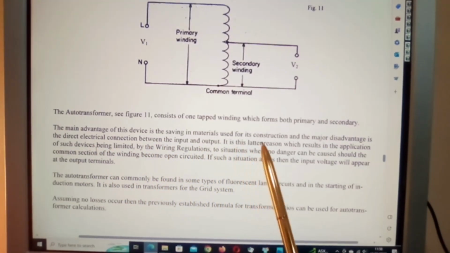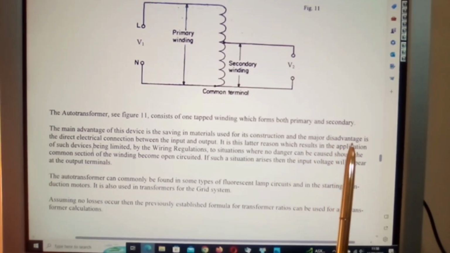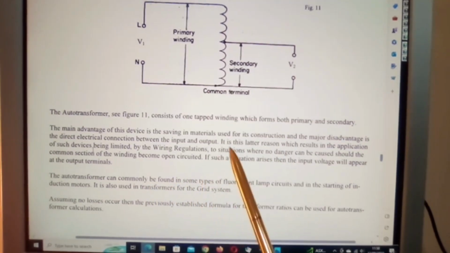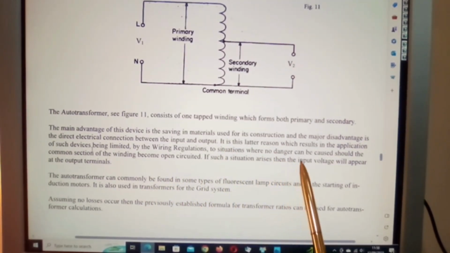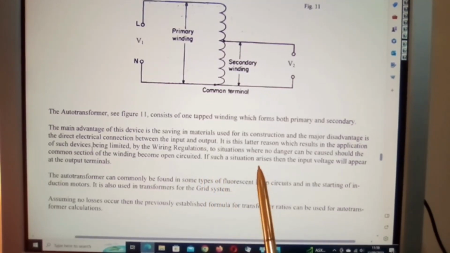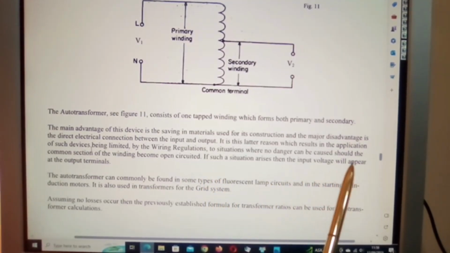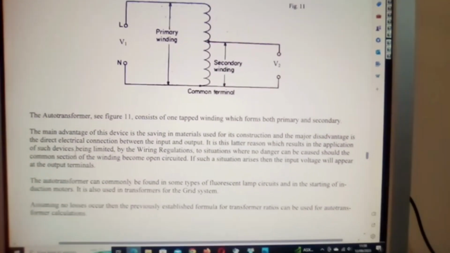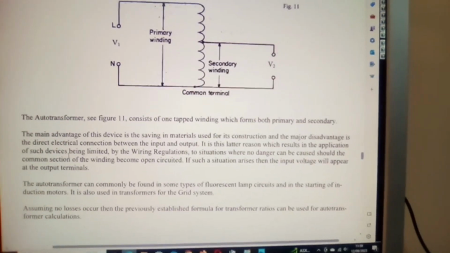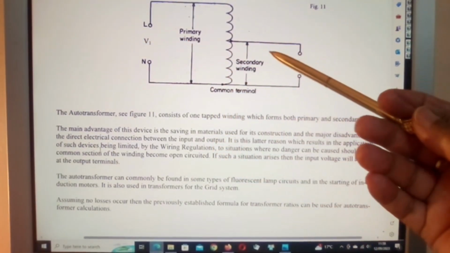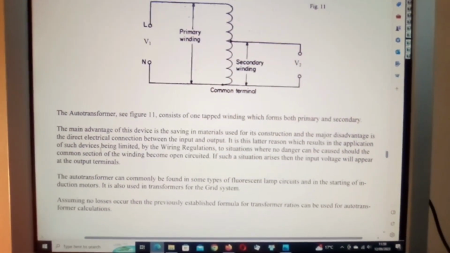It is this latter reason which results in the application of such devices being limited by the wiring regulations to situations where no danger can be caused should the common section of the winding become open-circuited. If such a situation arises, then the input voltage will appear at the output terminal. And that's the danger of that. You don't want 2000 volts going in here and 2000 volts coming out there. That would be highly dangerous to yourself.